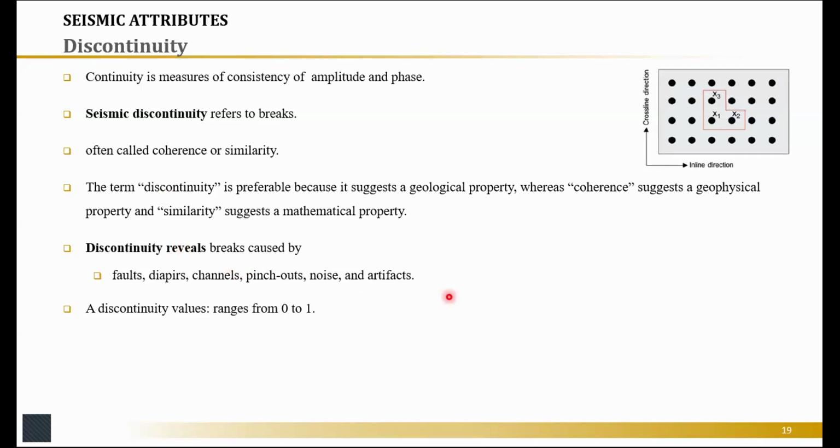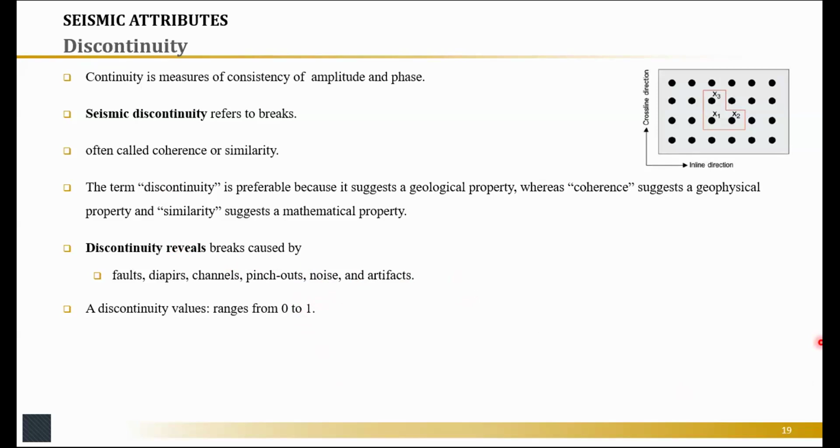So the discontinuity can reveal the breaks, and these breaks are caused by faults, diapirs, and the bench out also. And of course, sometimes this cannot be related to the geology, maybe noise, maybe some artifacts, if this is not eliminated well in the processing.